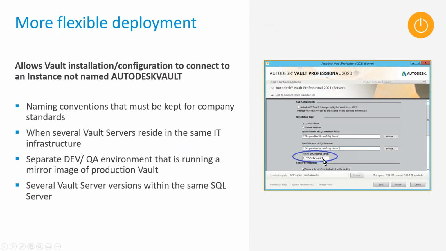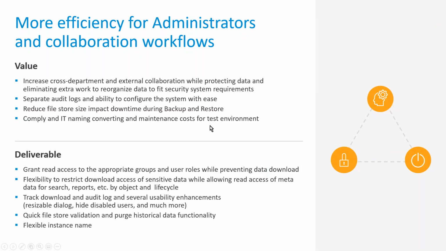And then this one, people have been asking for this forever. When you're installing Vault, you no longer have to use the Autodesk Vault instance name. This is especially helpful if you've got one license of SQL Server. It's a server-based license, and you need to have an instance for production and an instance for testing or dev. You could now have them on the same SQL server because you could use, say, a different instance name for dev or test. So this could be a huge deal for some people.